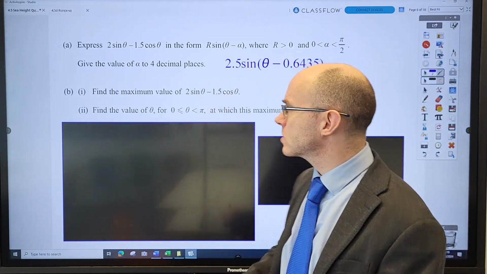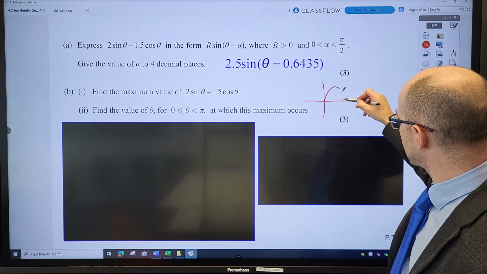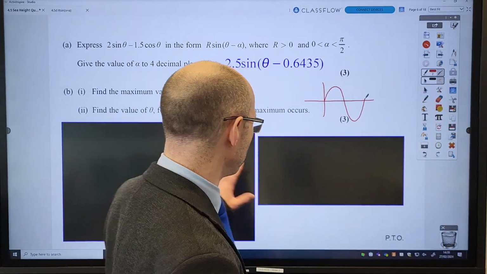Now just consider what a sine graph looks like. So here's a very small sketch of the sine graph. I apologise, there's a bigger one coming up in a minute.